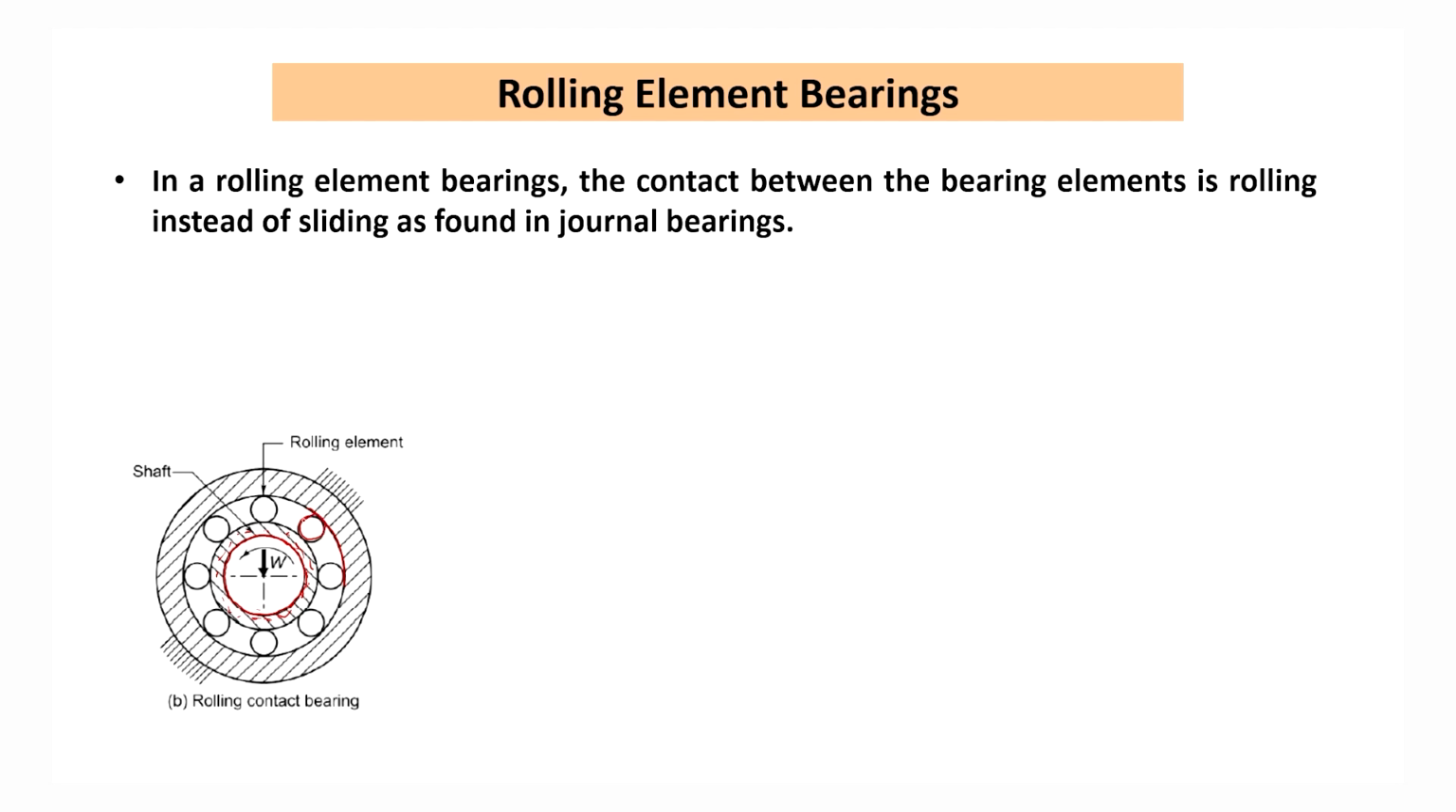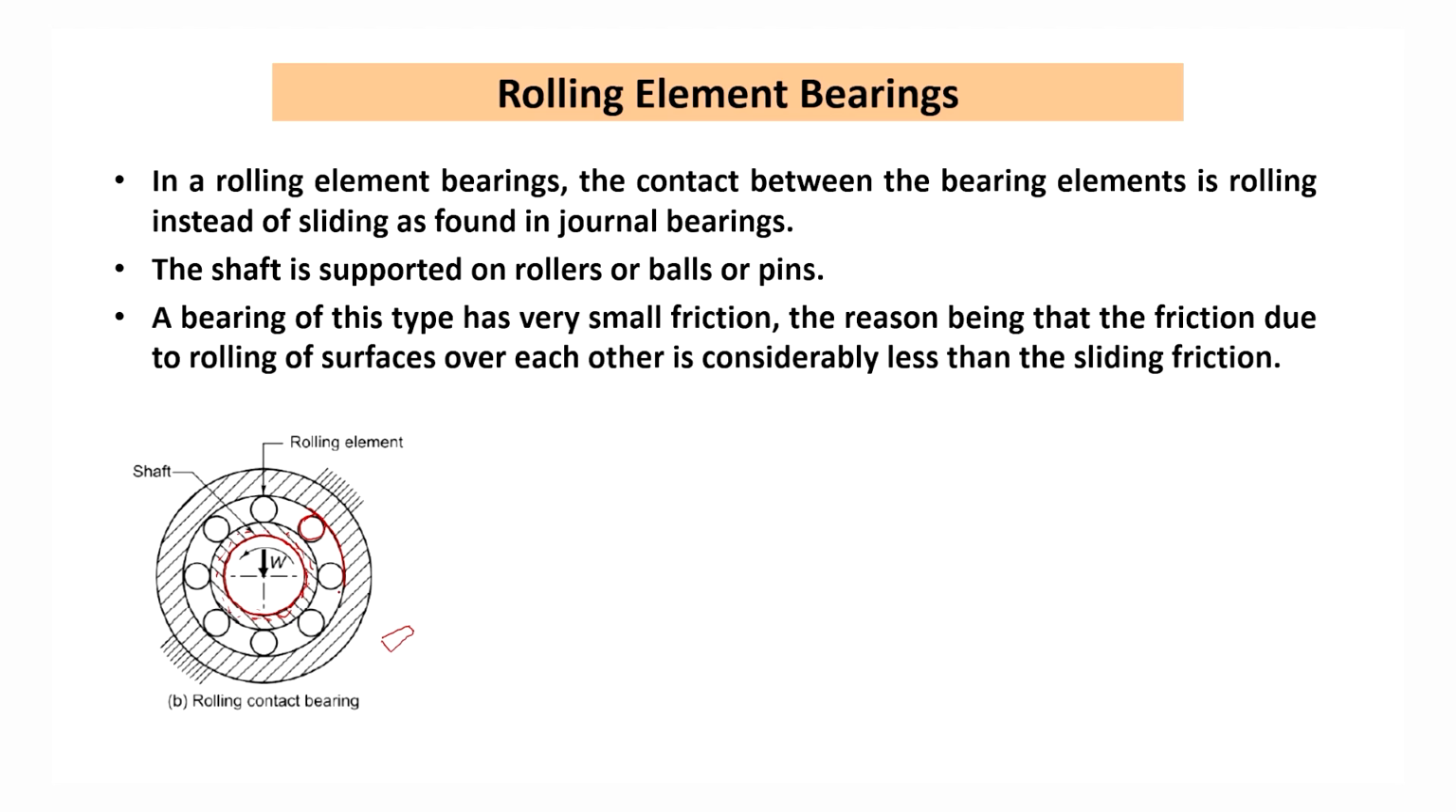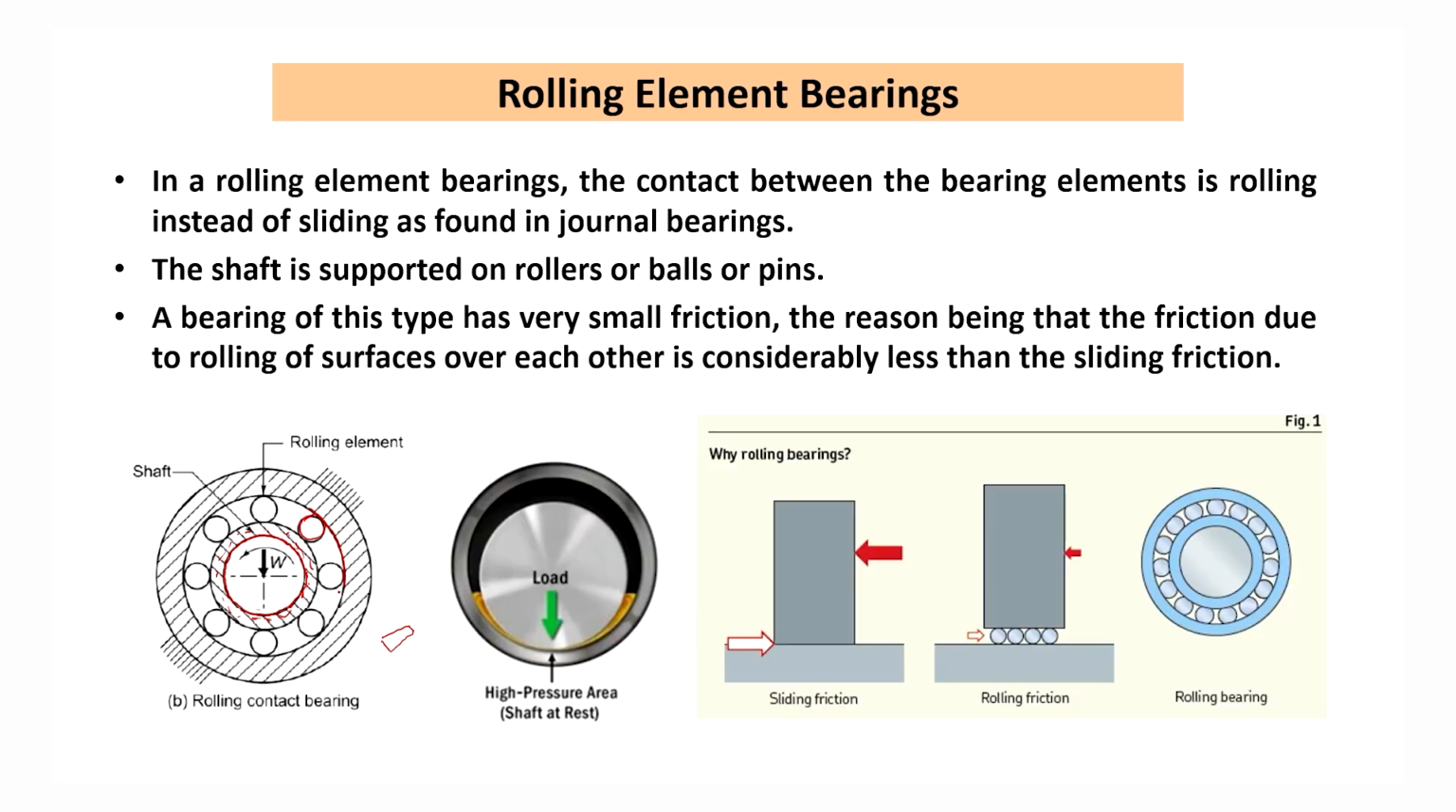And this rolling element may be a ball, it may be a roller, it may be a pin or needle, it may be a tapered roller, depending on the requirement, depending on the type of load which we want to support. The shaft is supported on rollers or balls or pins. A bearing of this type has very small friction, the reason being that the friction due to rolling of surfaces over each other is considerably less than the sliding friction, as shown in this figure.